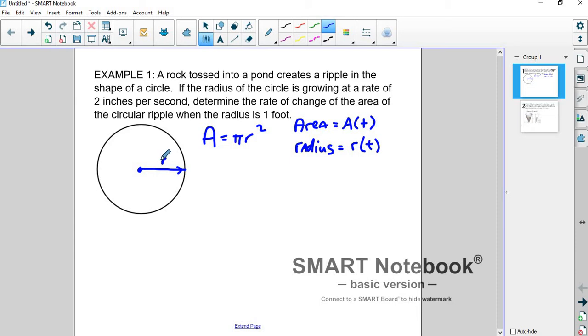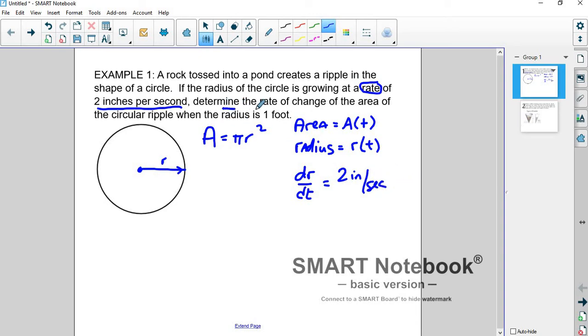Okay, that's the idea. So let's see what we have given. The radius of the circle is growing at a rate of 2 inches per second. That's a rate per second. It says rate, that means it's a derivative. It's the radius changing, so dr/dt is 2 inches per second.